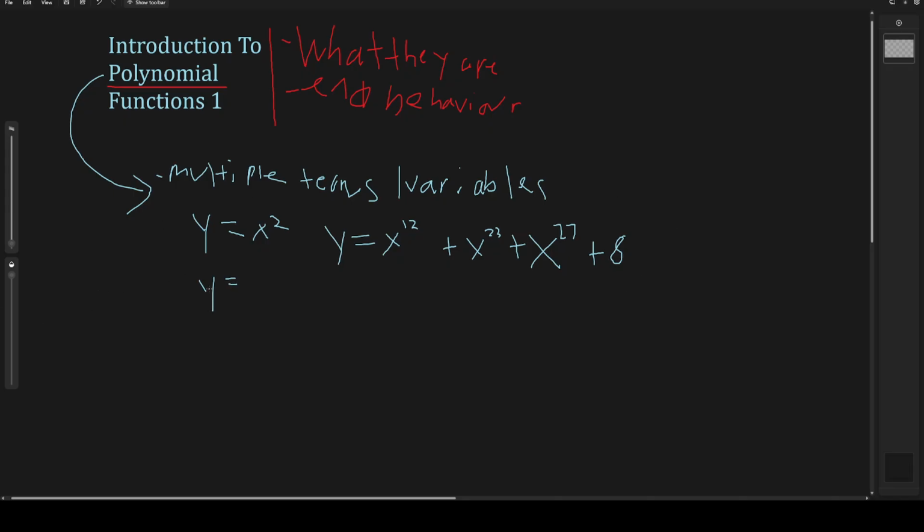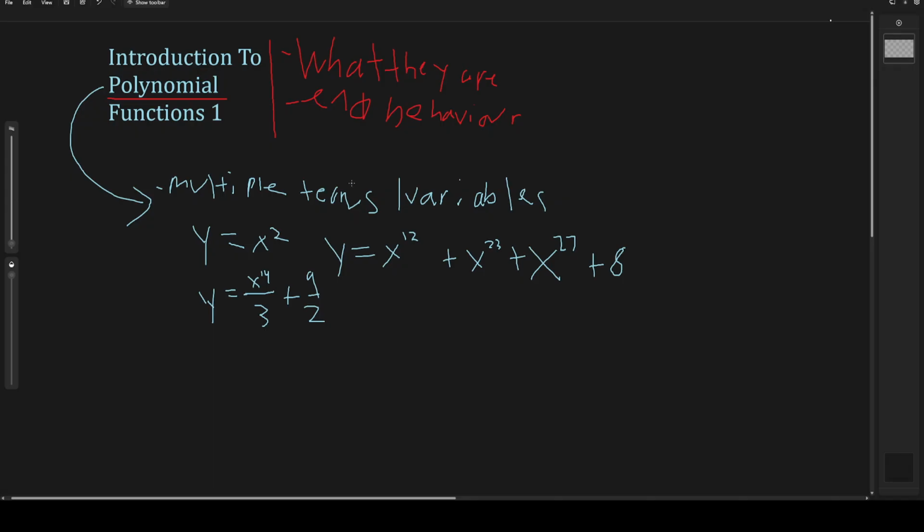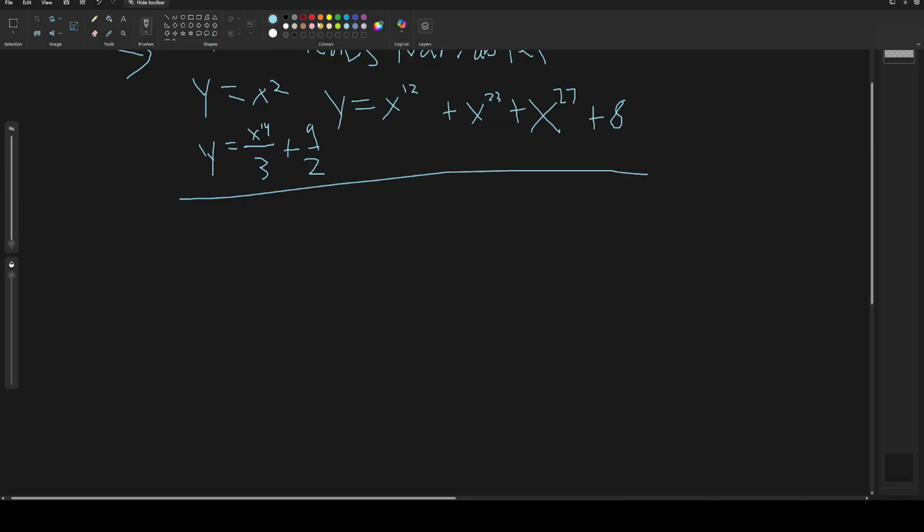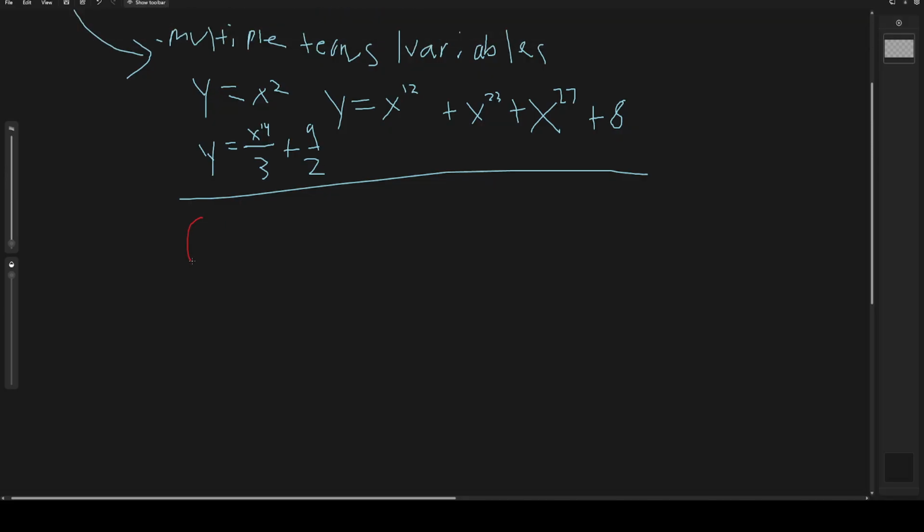You can even have fractions too, well, not in the exponent. You can't have fractions in the exponent, but y equals x to the power 14 divided by 3 plus 9 over 2. But some polynomial functions, okay, well, no. This is what can't be a polynomial function. Let me just put like an x.